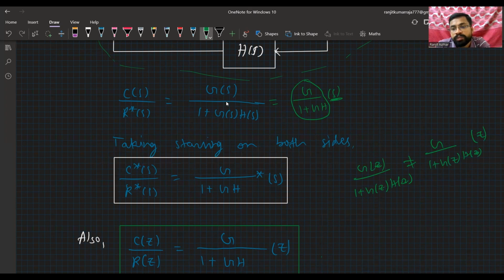Which is not equal to, I am just saying that these two functions are not equal. Let me write it again: that is G divided by 1 plus GH. These two functions are totally different. The meaning of this function and this function is totally different.